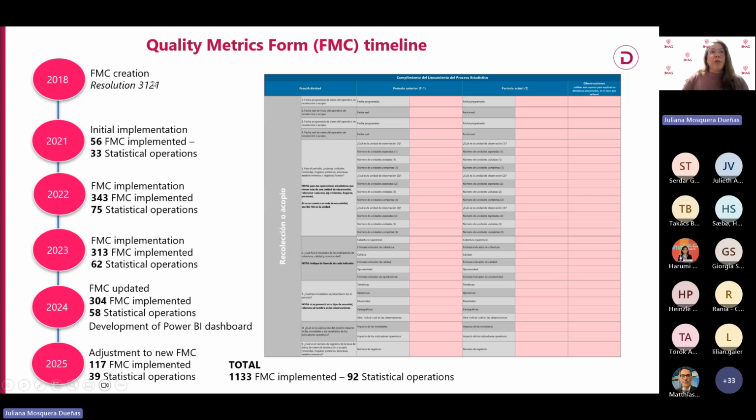As I showed you, this form was created in 2018, and it's backed by a resolution, so this reinforces its usage within our statistical office. We have implemented this over all these years, increasing the number of statistical operations and the form's implementation. In 2024, we updated the form and added more questions, a review of the quality activities, etc. We also developed a Power BI dashboard because we want to track how this form operates within statistical operations. As you can see, we have around 1,100 forms implemented as of 2025, and we are increasing our statistical operations. We have implemented these forms in 92 statistical operations.